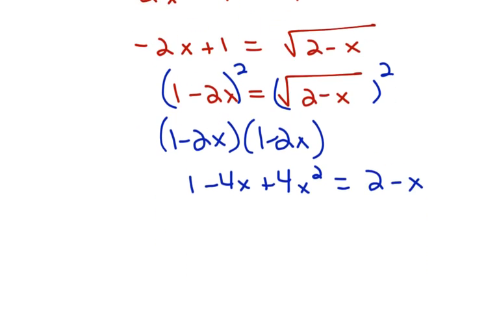Well, again, I'm left with a quadratic equation. I'm going to rewrite this so it's in descending order of power. So I'm going to get 4x squared. Then I'm going to add this x, so I'm going to get minus 3x. And then I'm going to subtract this 2, so I get minus 1.